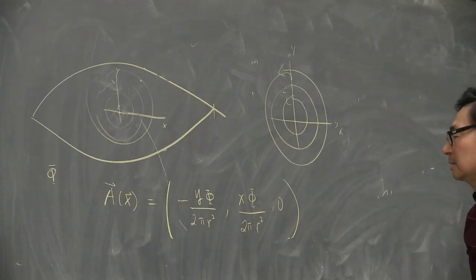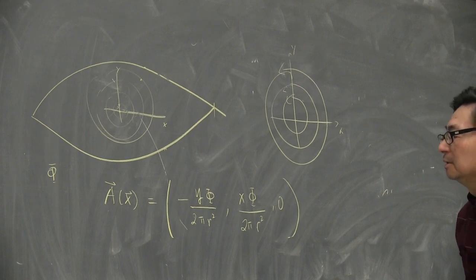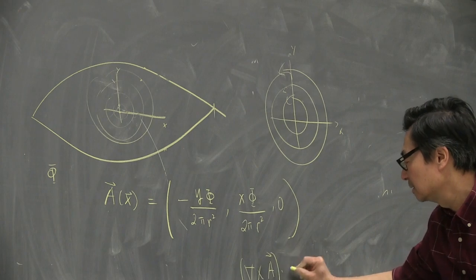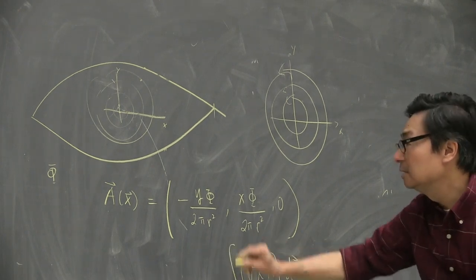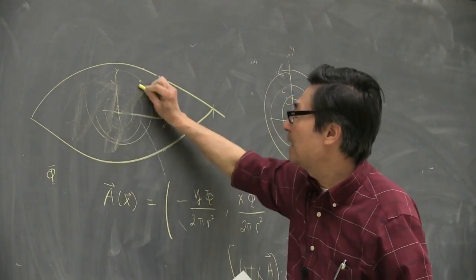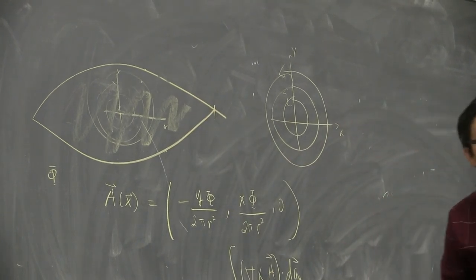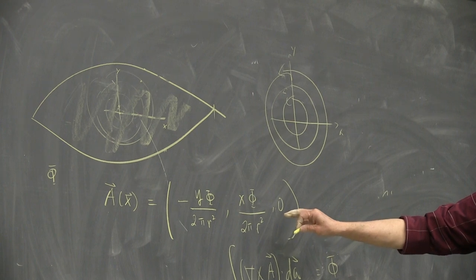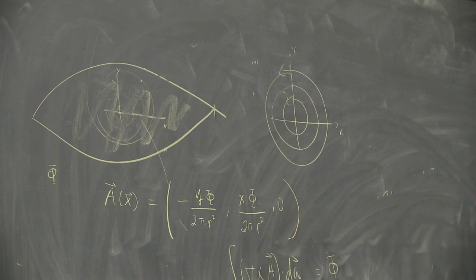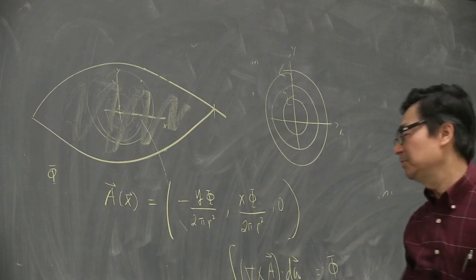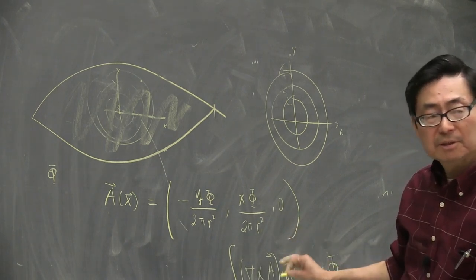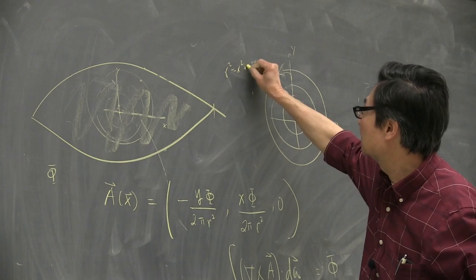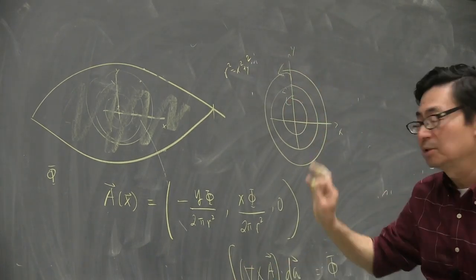Now, you can calculate pretty easily that the integral of del cross A dot dA over this region, which is bounded by that path, is equal to phi. You can calculate that. Go home and calculate that. Okay, this is an exercise. Furthermore, you can calculate, if you take these three components, x, y, z components, r squared, of course, is just x squared plus y squared, right? That's trivial.